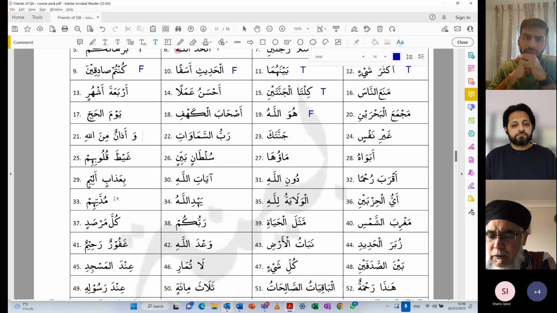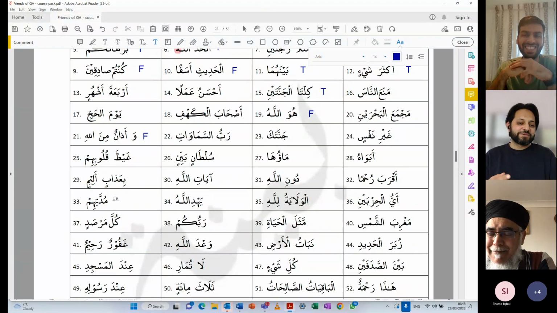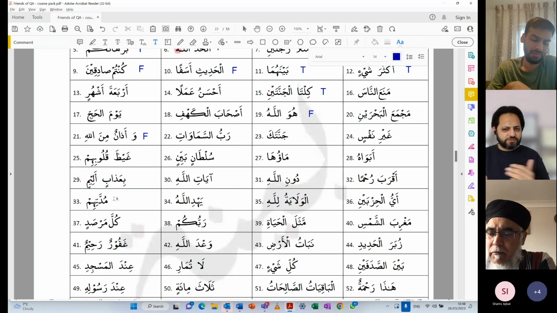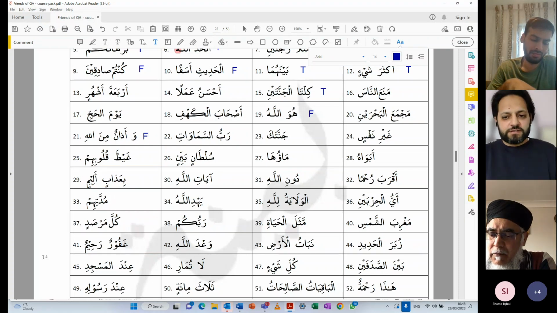Is it an ism? No. What is it? It's a harf. So can a harf be a mudaf? No. False, done. Right? It's as simple as that. I just brought this up because students tend to do this, make things overly complex for themselves. I used to do that too a lot. Don't make things overly complex for yourselves.